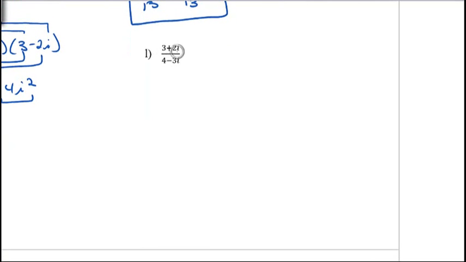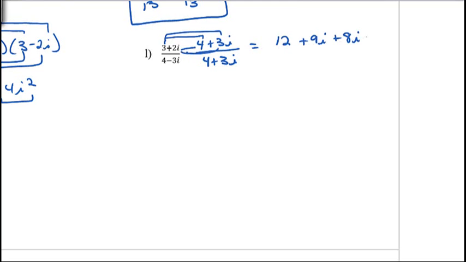In our next example, we have 3 plus 2i over 4 minus 3i. So again, I want to multiply by the complex conjugate of the denominator. And so that's going to be 4 plus 3i. And this time I'm just going to multiply right away because I don't have a plain old number that might cancel with something. So I'm going to do my FOIL right away on the top. 3 times 4 is 12. 3 times 3i is plus 9i. And 2i times 4 is plus 8i. And 2i times 3i is plus 6i squared.